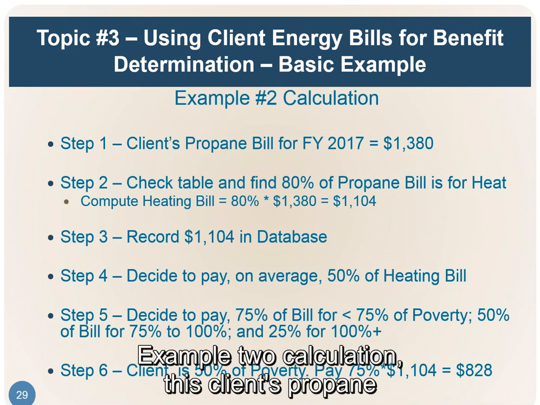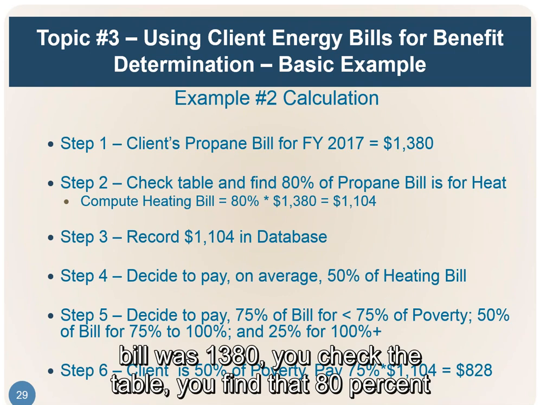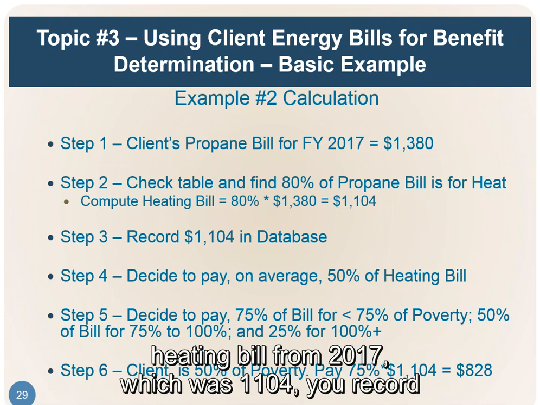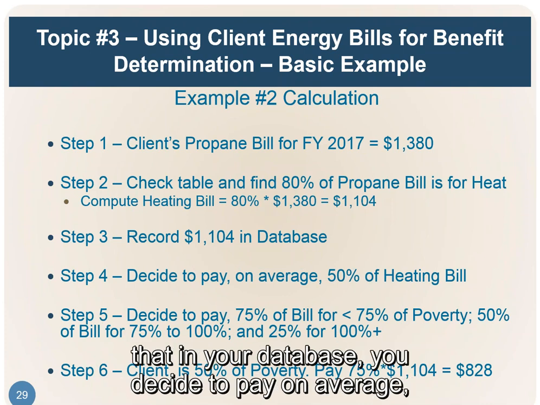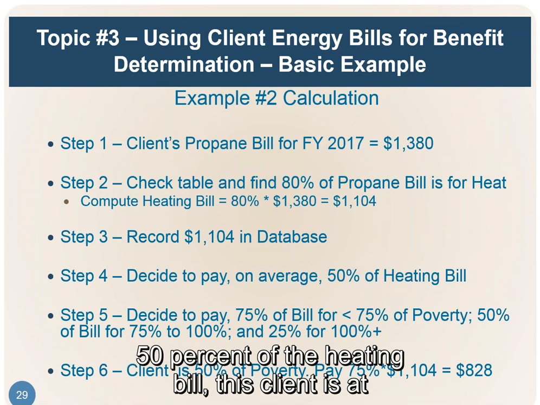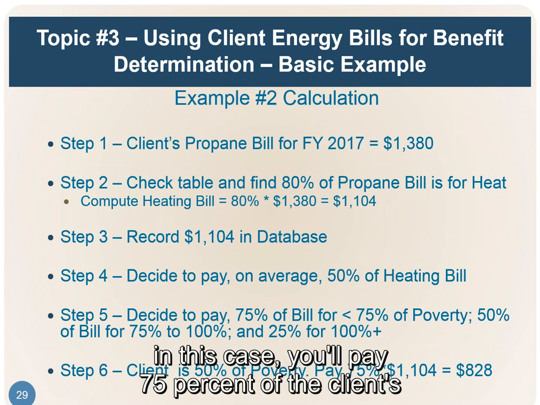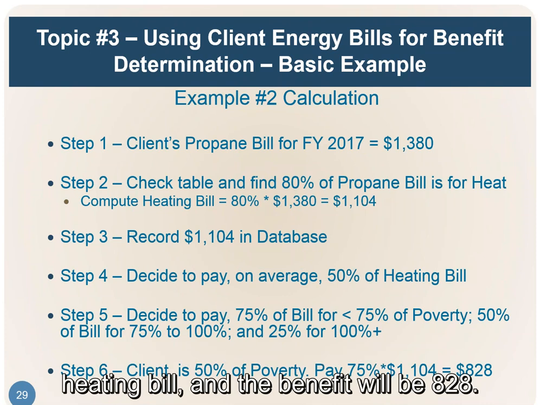Example 2 calculation. This client's propane bill was $1380. You check the table. You find that 80% of the propane bill is for heat. So you compute their heating bill from 2017, which was $1104. You record that in your database. You decide to pay on average 50% of the heating bill. This client is at 50% of poverty, so you're going to actually pay, in this case, 75% of the client's heating bill, and the benefit will be $828.